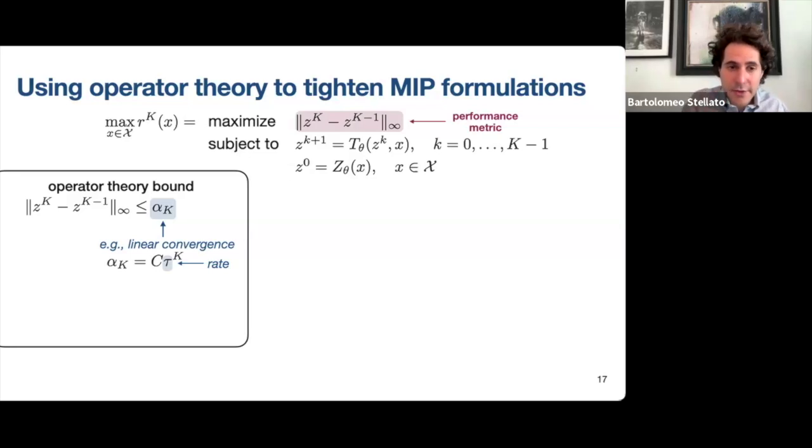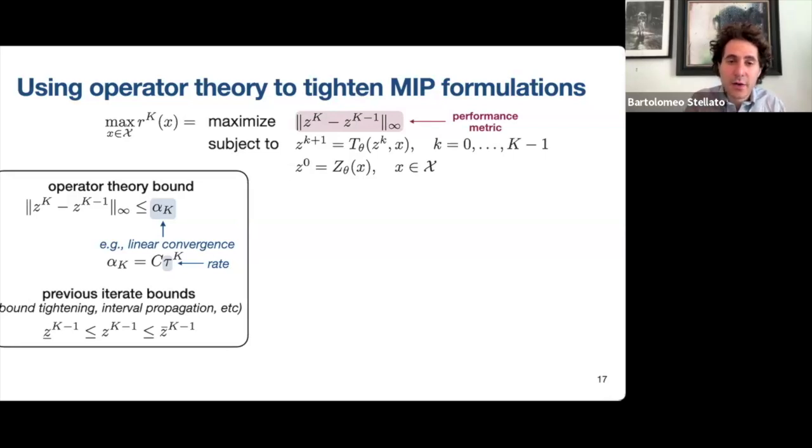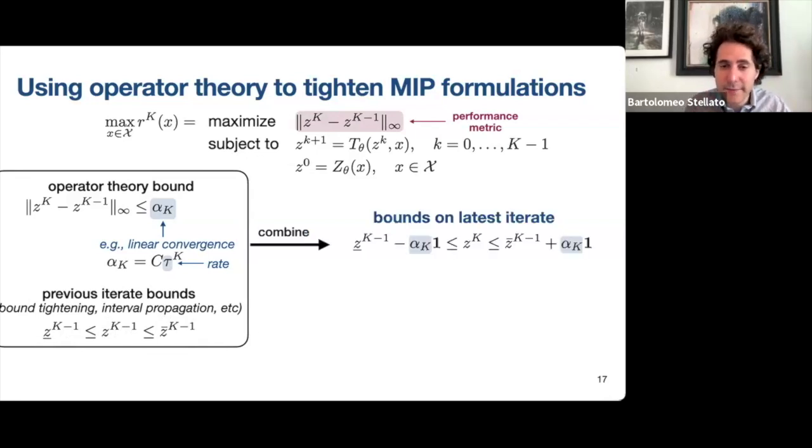If we use this information combined with previous bounds on the continuous variables of our problem, for example the iterate at the k minus 1 iteration, and the lower and upper bounds z underbar and z overbar, we could combine this information by doing a very simple, obvious implication that says that if what's on the left holds, then we already know bounds on zk by just subtracting and adding this alpha k to every element of the lower and the upper bound respectively.